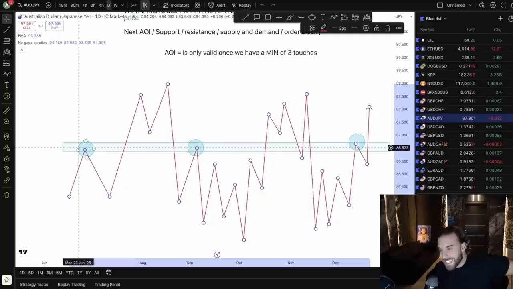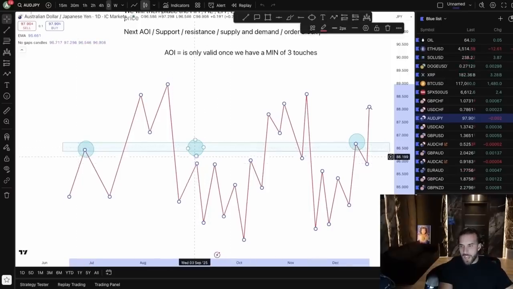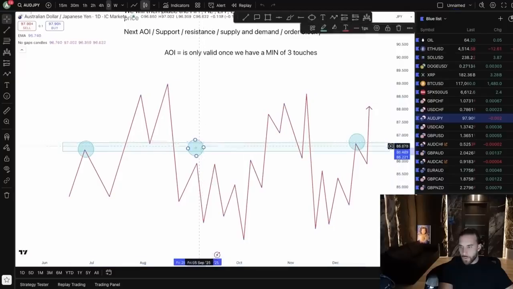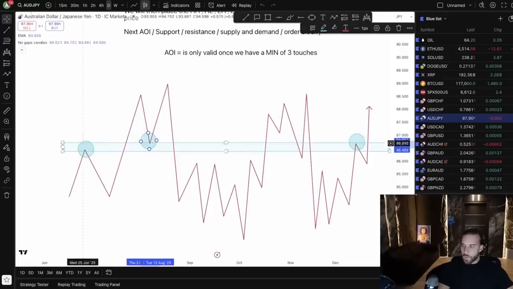That right there is a valid area of interest. Yes. Now, what if we don't have this second touch as resistance and we have this touch as support? Well, this support right here is a 3rd touch. So we have 1 resistance, 1 support, and 1 resistance. That is another valid area of interest.